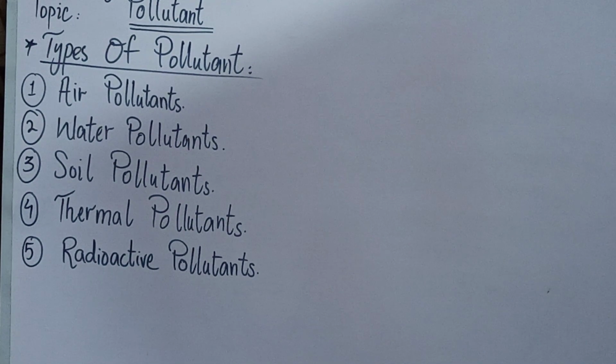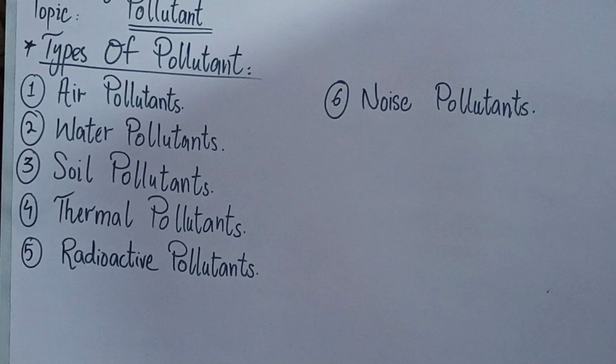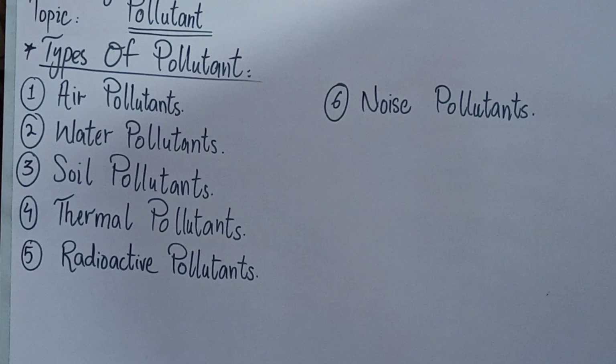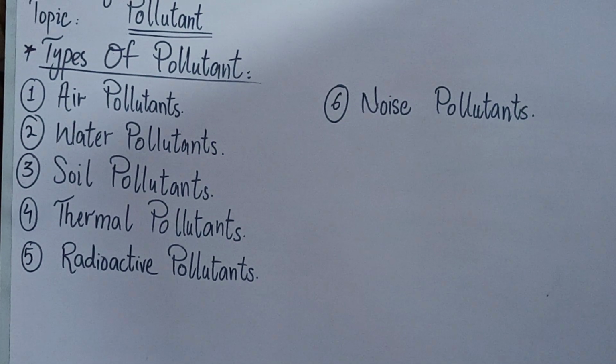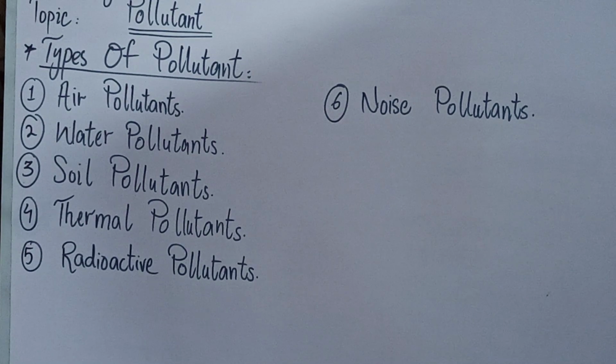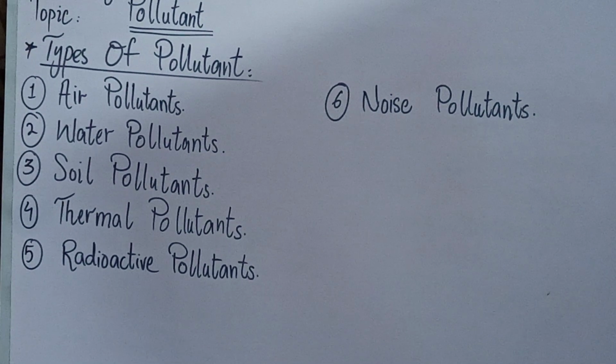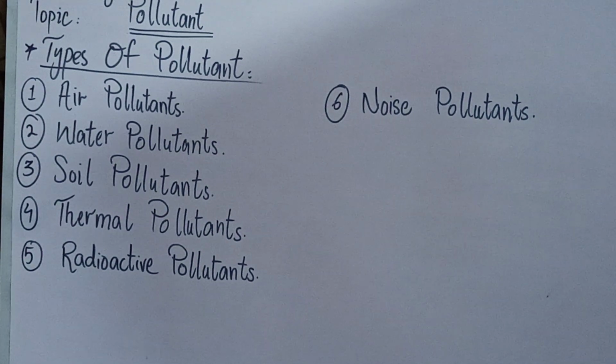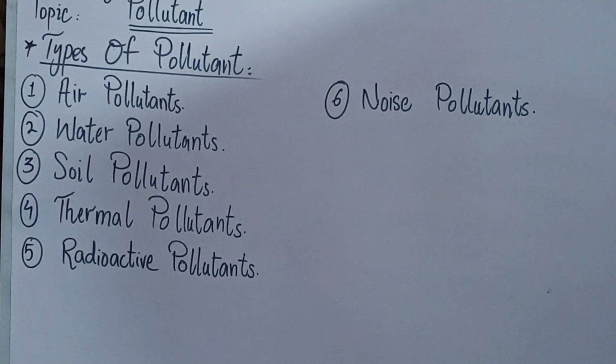The sixth type is noise pollutants. Some of the causes of noise pollution are vehicle, aircraft, industrial machines, loudspeakers, crackers, etc. These are also types of noise pollutants. It can also cause harm to human bodies.